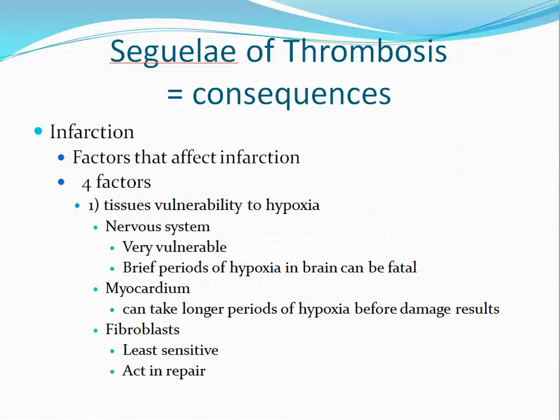What are some factors that can affect an infarction? The outcome of an infarction depends on 4 factors. 1, it depends on the tissue's vulnerability to hypoxia. Nervous tissue is very vulnerable. Brief periods of hypoxia in the brain can be fatal. The heart, or the myocardium, is the next vulnerable tissue. It takes longer periods of hypoxia to cause damage to the myocardium. Fibroblasts are least sensitive because they act in the repair process and fill in areas with scar tissue.